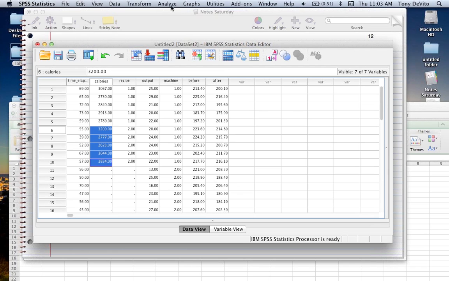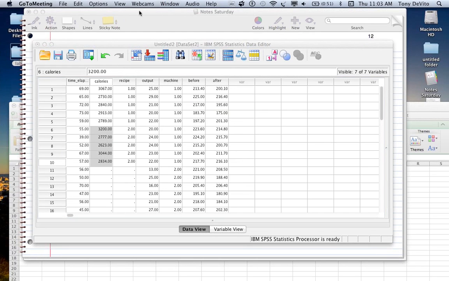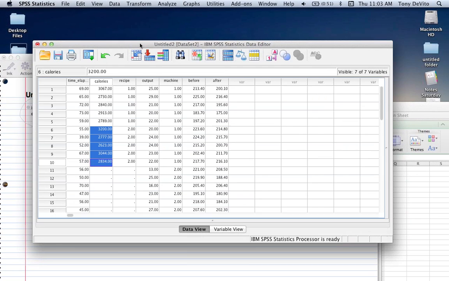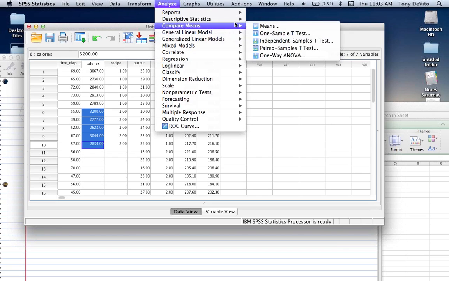Okay, so I'm going to go ahead and go up here to analyze. I'm going to go to compare means. Oops. Let me get back here. Go to analyze, compare means, independent samples t-test. These are two independent samples, right? We went out and took one sample. It's not the same restaurant twice. It's not the same cook twice. We went out and got different samples.